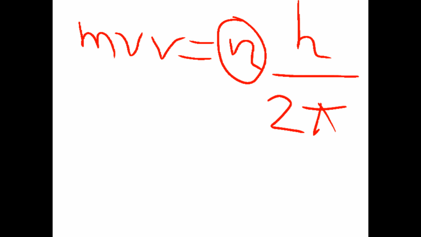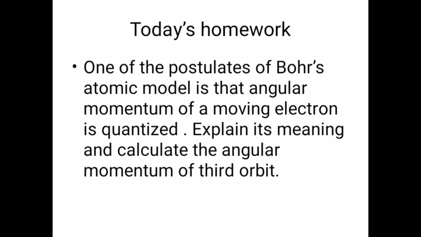So read the topic from the book, then try to write the answer of this question. One of the postulates of Bohr's atomic model is that the angular momentum of a moving electron is quantized. What does it mean? You can also take help from the internet, and the book is also giving you the answer. And you explain its meaning and calculate the angular momentum of the third orbit, the M orbit, or the third orbit around the nucleus, the orbit for which the value of n is 3.